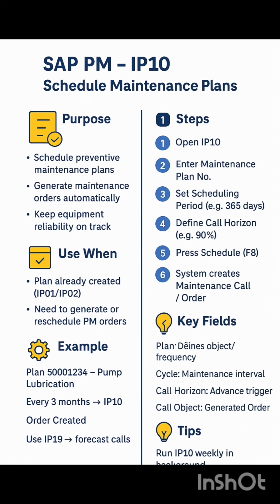In steps, you have to open IP10, enter maintenance plan number, set scheduling period, define call horizon 90% 80%, press schedule or F8. Then system creates maintenance call orders. In key fields there are plan, cycle, call horizon and call object. In example, you can plan pump lubrication. Every 3 months IP10 will be used, order will be created and IP10 will be executed.